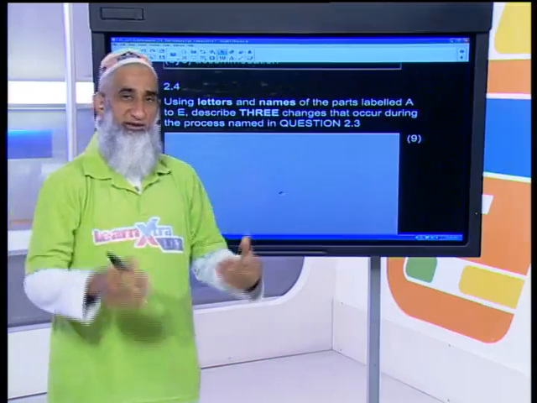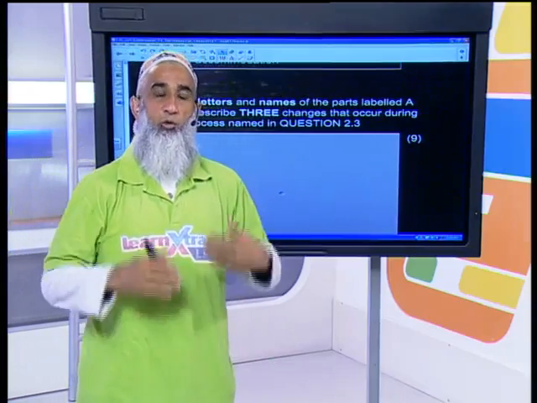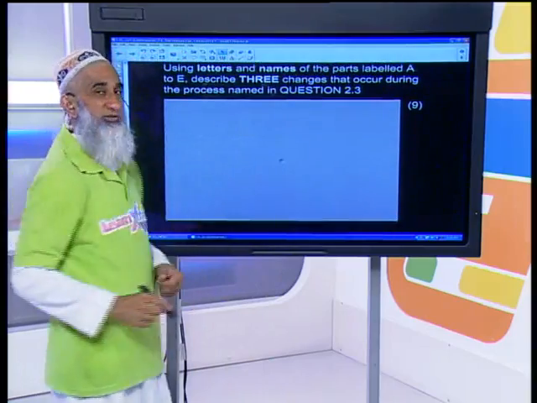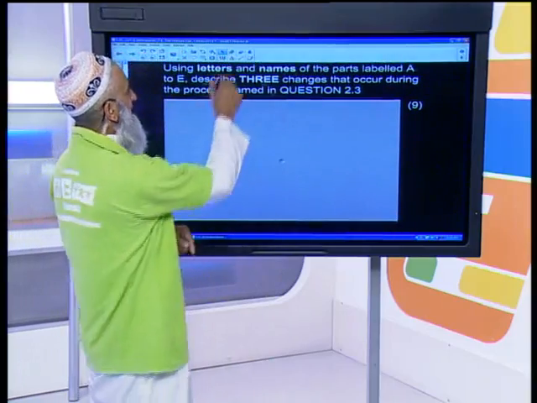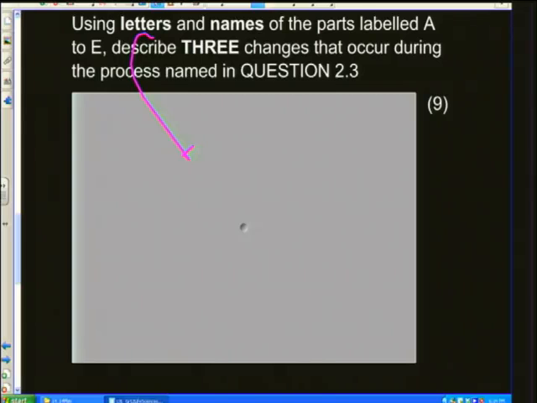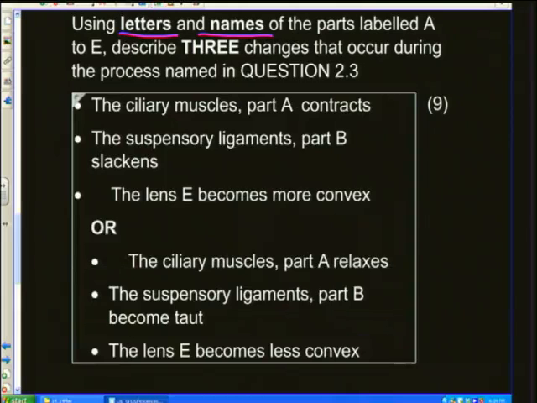Now, we're going to explain this one here. What is happening in accommodation? And obviously, in this particular case, we're dealing with near vision. And notice the instruction: you must use the letters and the names of the parts. Not just the names, but the letters and the names. And let's see what we did there.